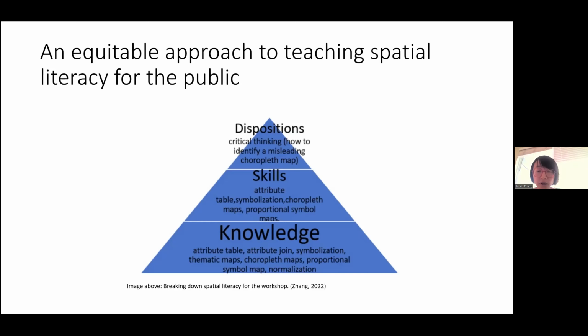And the strategies we adopted include minimizing technical barriers and adopting a framework that breaks down spatial literacy to knowledge, skills, and dispositions. And in terms of disposition, we've emphasized critical thinking, which is super important in today's world, because you can see so many misleading maps on the web. So we encourage the participants to understand the links between the type of map you see and the data it represents.